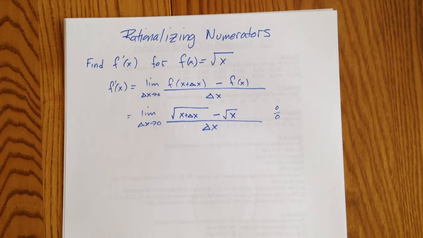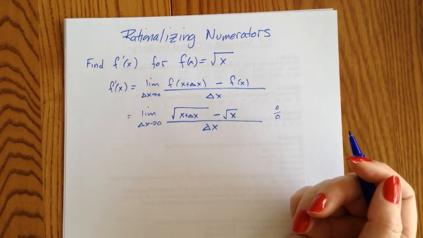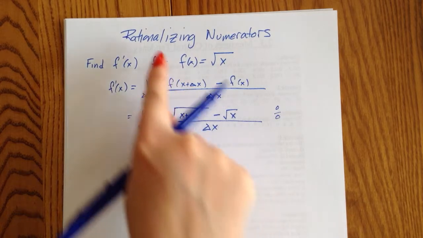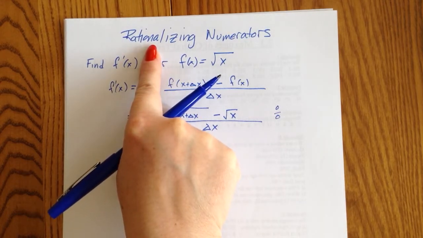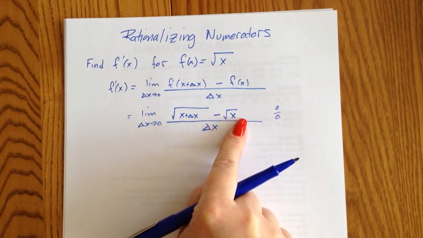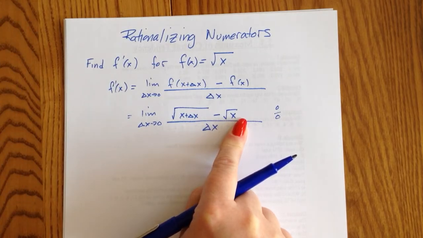But there's a huge problem. See these radicals? They're preventing us from doing anything. They're tying together all the x plus delta x's and all the x's. Oh no, if only the radicals weren't there. Getting rid of the radicals is called rationalizing. We need to rationalize our numerator. See why we're doing this video? Yeah, okay. So how are we going to do this?